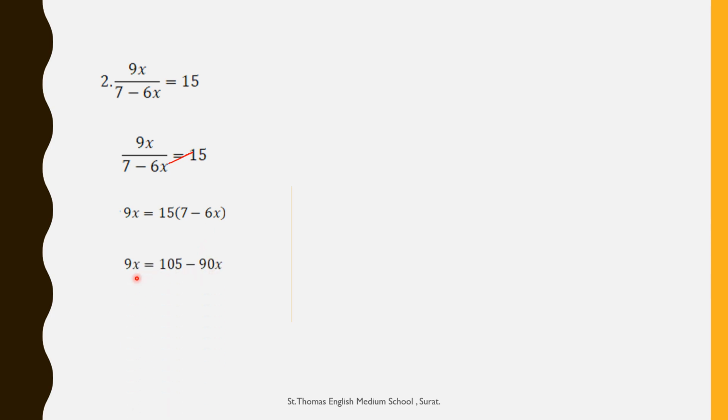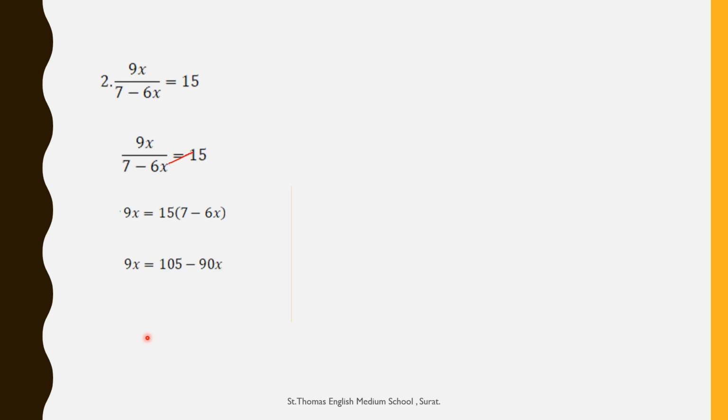Question number 2. 9x divided by (7 minus 6x) is equal to 15. Write the equation once again. Again, whenever the equal sign comes, you have to cross multiply. So cross multiply, that is 9x is equal to 15 multiplied by bracket 7 minus 6x. It's clear? Now we have to remove the bracket. So 9x is equal to 15 7s are 105, minus 15 6s are 90x. This is minus 90x. If it goes here, it becomes plus.